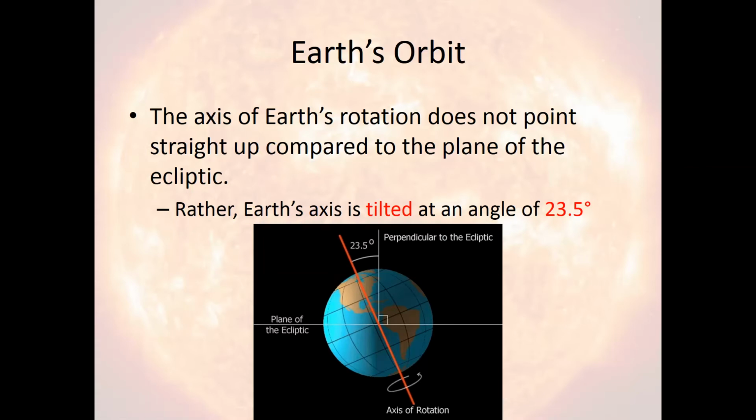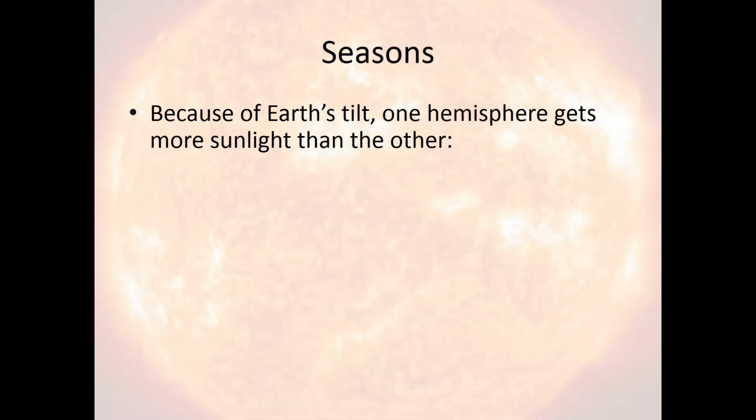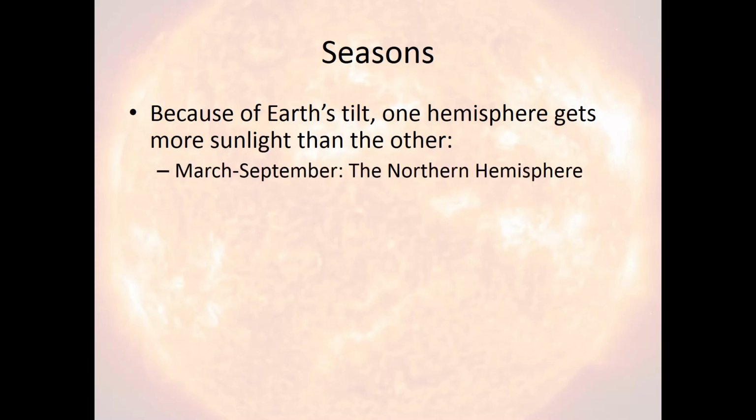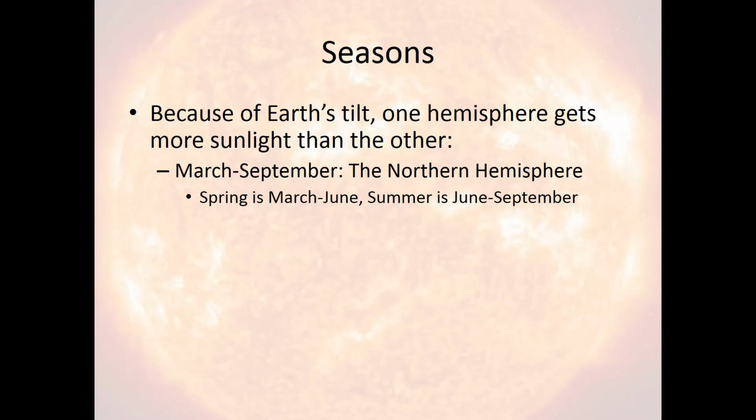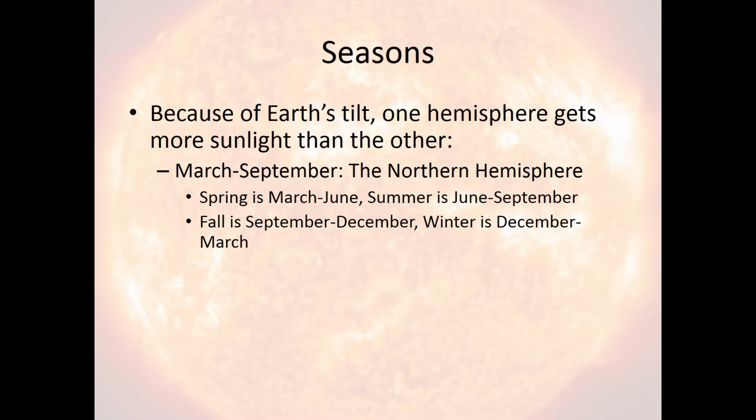Because of this, again, one hemisphere gets more sunlight than the other. From March to September, it's us in the northern hemisphere. We're north of the equator, we get more sunlight. And therefore, that's when our spring and summer are. Spring is March through June, summer is June through September. On the other hand, during the fall and winter months, from September to December and then December to March, more sunlight is shining in the southern hemisphere. So we get less, hence we're colder.